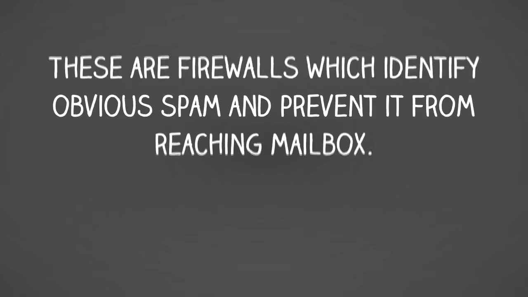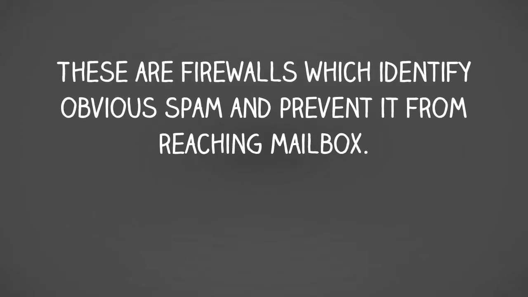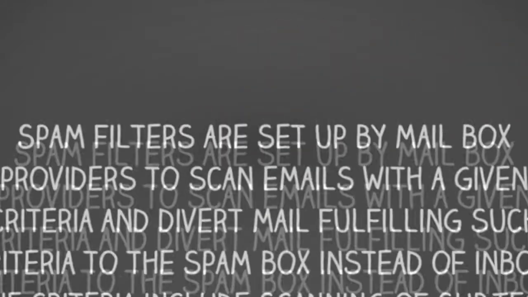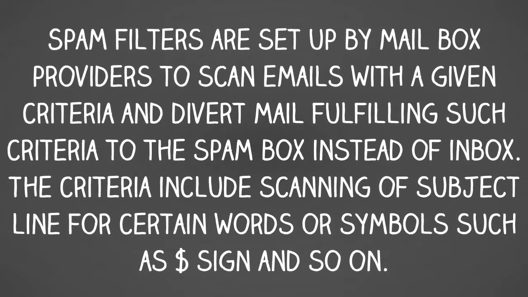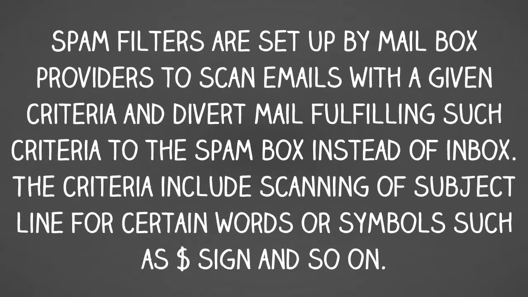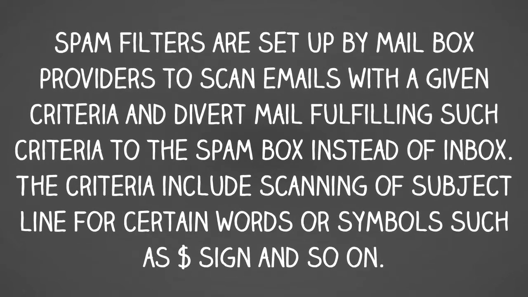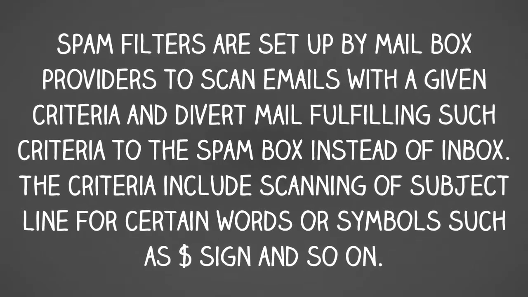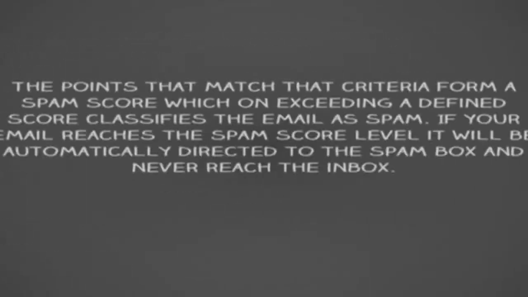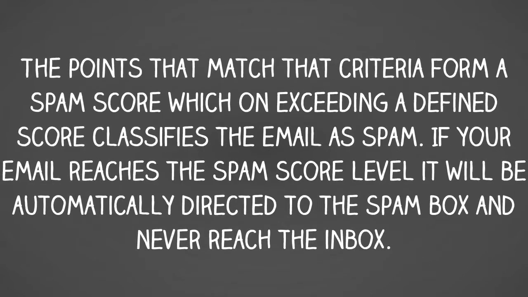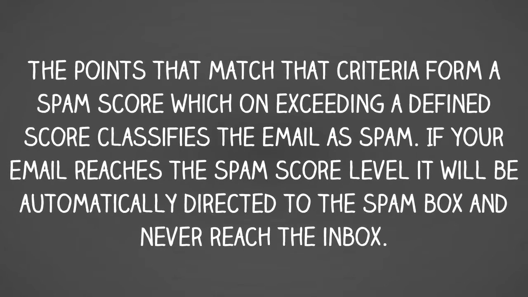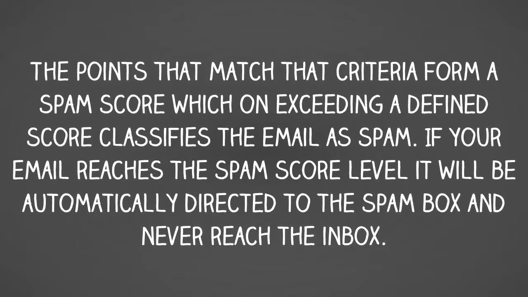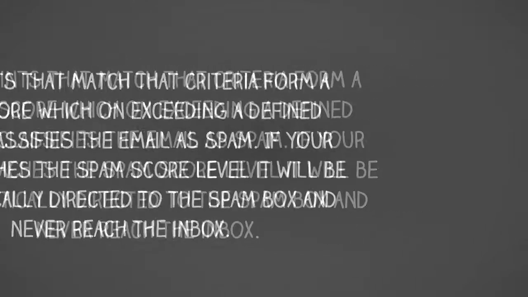Gatekeepers. These are firewalls which identify obvious spam and prevent it from reaching the mailbox. Spam filters. Spam filters are set up by mailbox providers to scan emails with a given criteria and divert mail fulfilling such criteria to the spam box instead of inbox. The criteria include scanning of the subject line for certain words or symbols, such as the dollar sign and so on. The points that match that criteria form a spam score, which on exceeding a defined score classifies the email as spam. If your email reaches the spam score level, it will be automatically directed to the spam box and never reach the inbox.